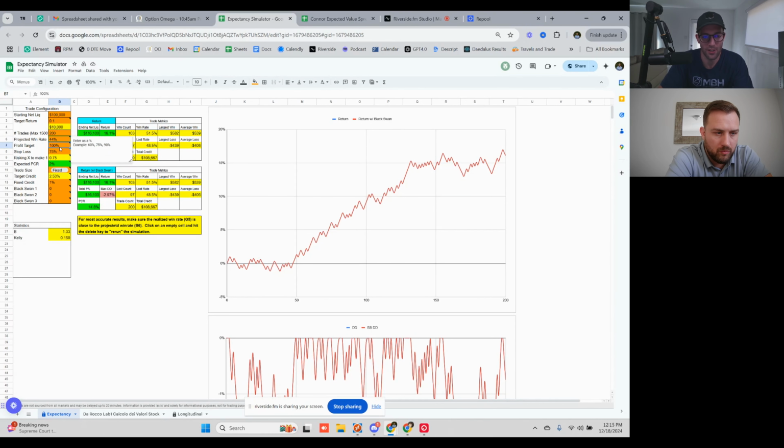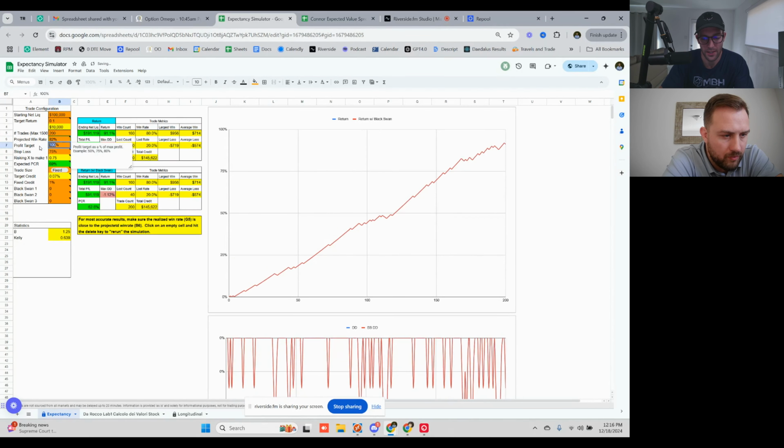So if we were to plug in here, let's say our projected win rate in this test is 82%. Our profit target is 20%, and our stop loss is 60%. So this is basically the confines of our trade. This will randomly show how much money we can make over the long term. So this just runs through 100 trades of what's going on.